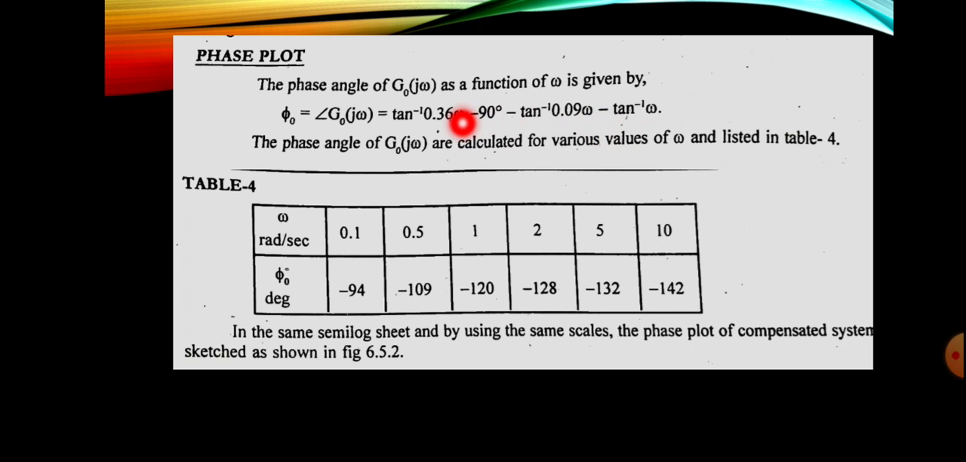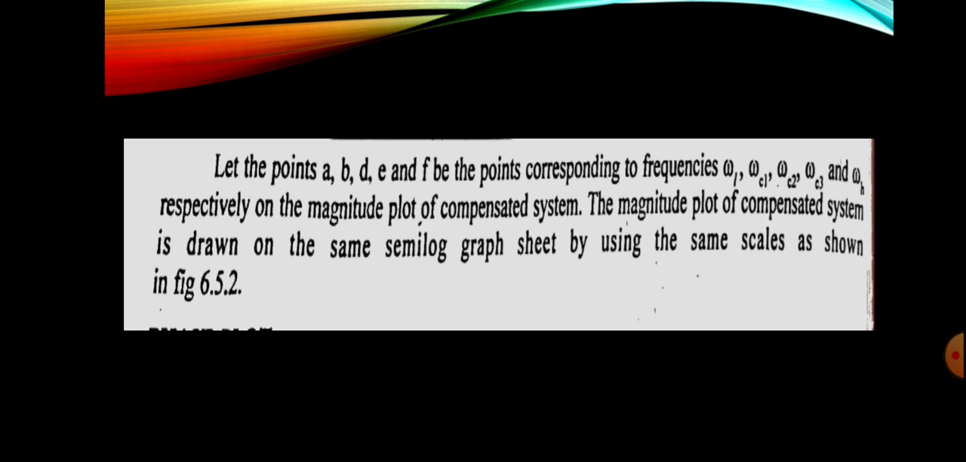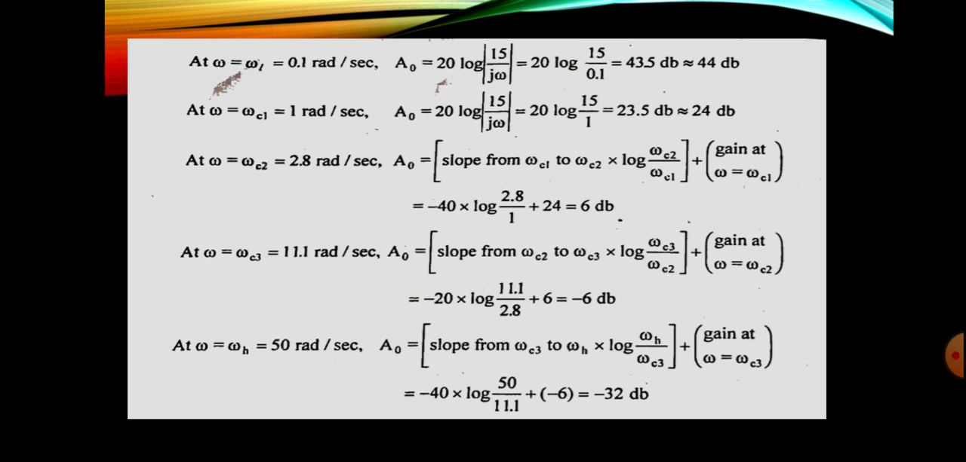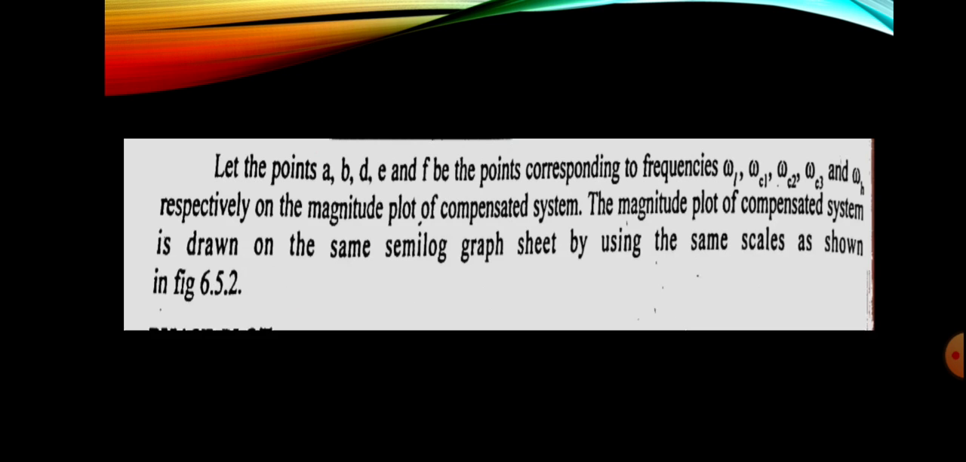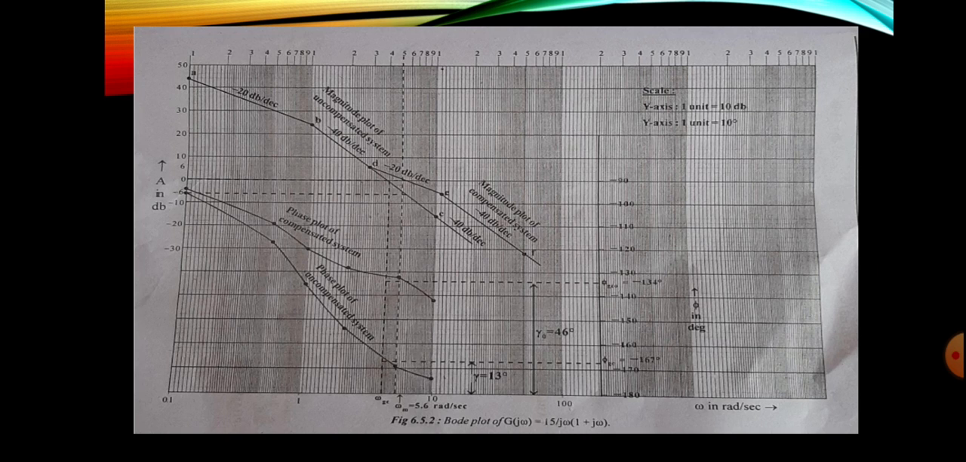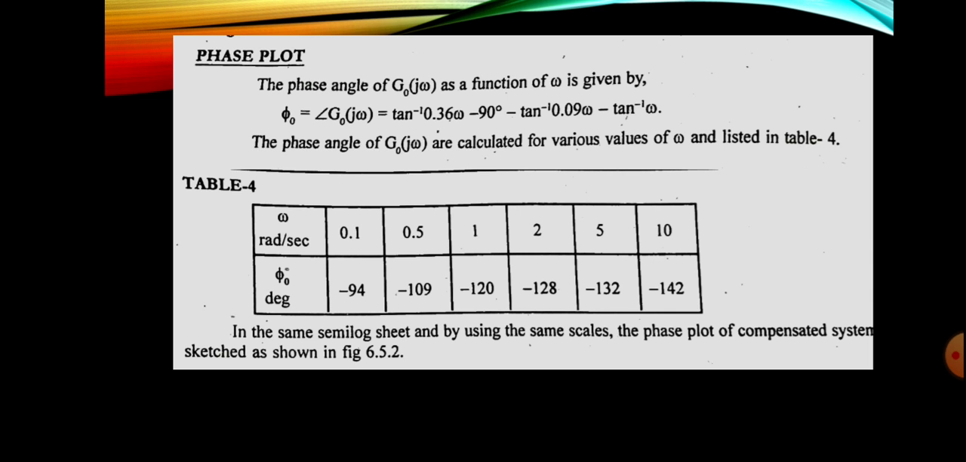So instead of omega, you can substitute different values. Here we use 0.1, 1, 2.8, 11.1 and 50 radians. And for drawing the phase plot, there is no need to take this 2.8 and 11.1 because it will be very difficult to mark it on the graph sheet. You can use different values, 0.1, 1, 5, 10, etc. Or you can use 2.8, whatever value you can take in between 0.1 and 10.